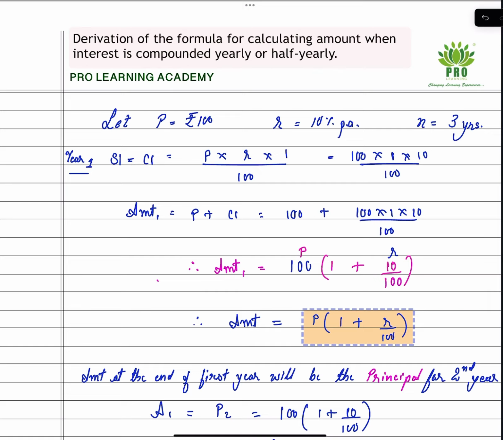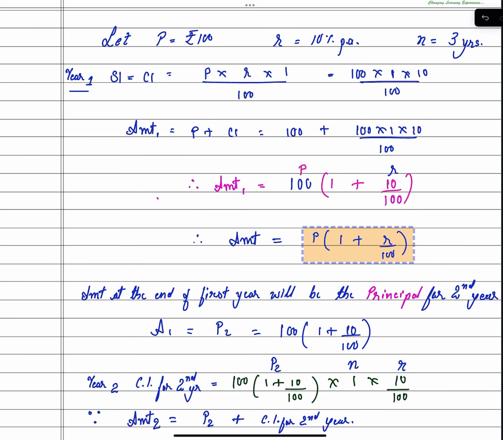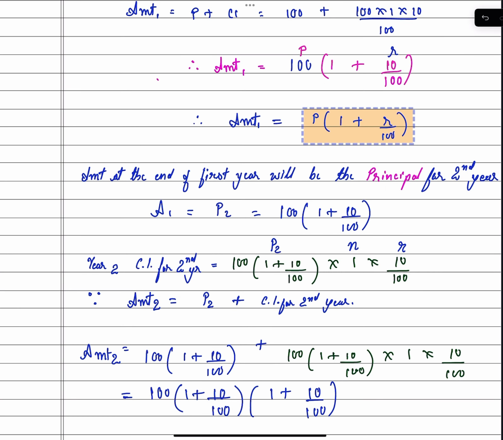Now we want to replace this 110 with PNR. So in general, amount at the end of the first year is our original principal times 1 plus R over 100. Now this amount will eventually become the principal for the second year, which we call P2. So P2 is 100 times 1 plus R over 100.